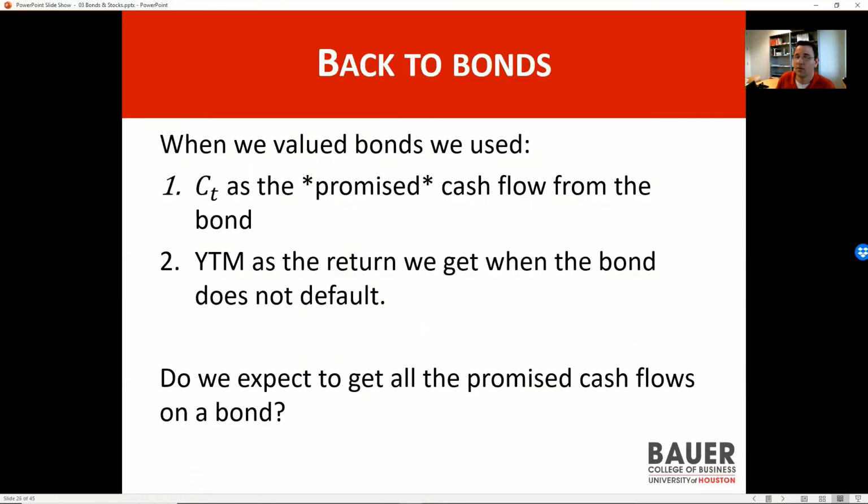So what's going to happen here? Do we expect to get all of these promised cash flows? Well, not necessarily, right? What could happen to a bond? If a company is writing a contract saying that they're going to promise to give you these cash flows, what could happen? Well, they could make all the promised cash flows, in which case you would get the yield to maturity. That happens if the bond does not default. But obviously that's not the only thing that could happen. Sometimes you get cases like this.